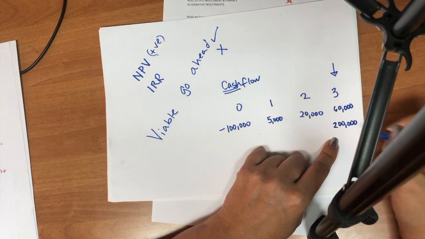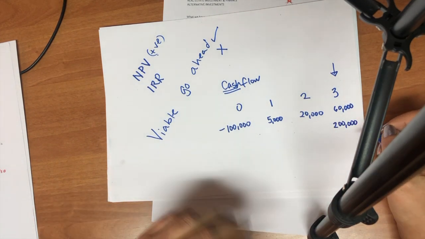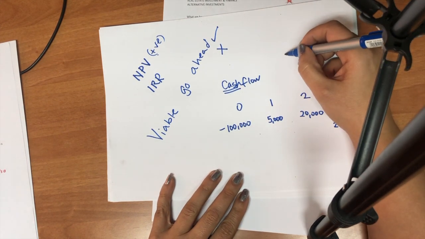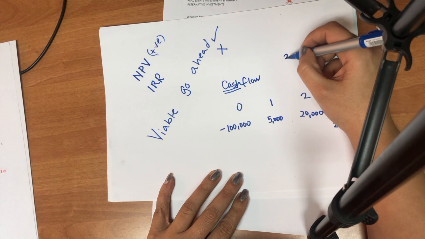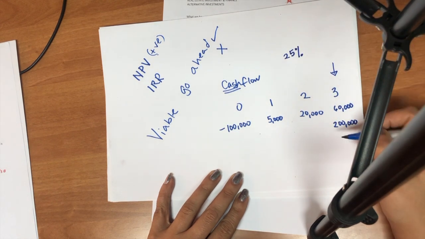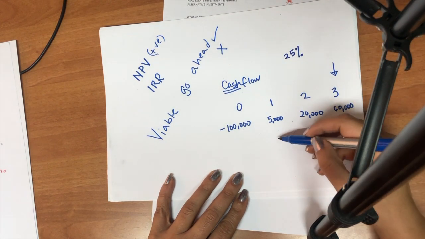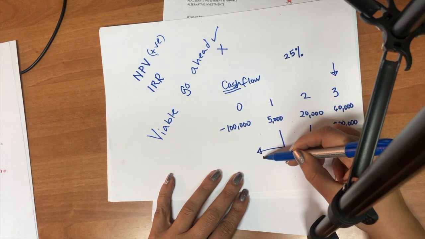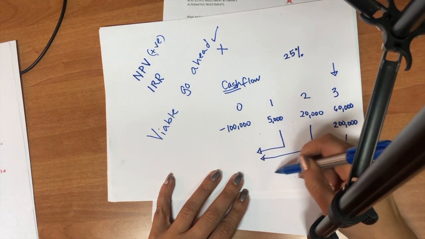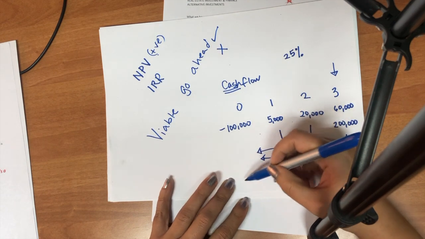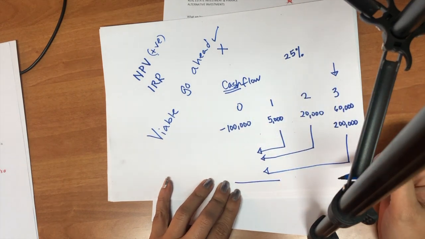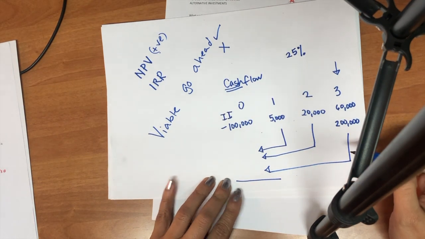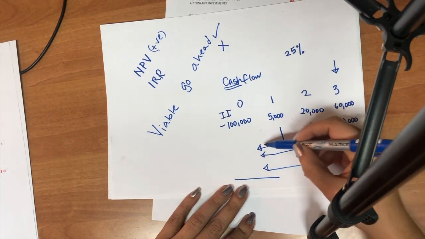Okay, how do we know if this project is a good project? I require a return of, let's say for this I want 25%. Okay, what do we do? We will discount each of these, if you remember from Intro to Finance, to a present and net it with the initial investment of 100,000. Okay, so this is a review of NPV.